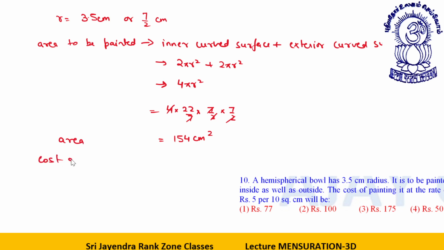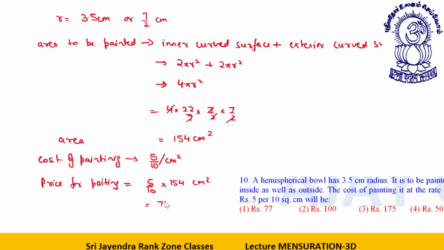Cost of painting is rupees 5 per 10 square centimeter. So the price of painting will be 5 by 10 into 154, that is 770 by 10, or 77 rupees. Option number 1 is your answer.